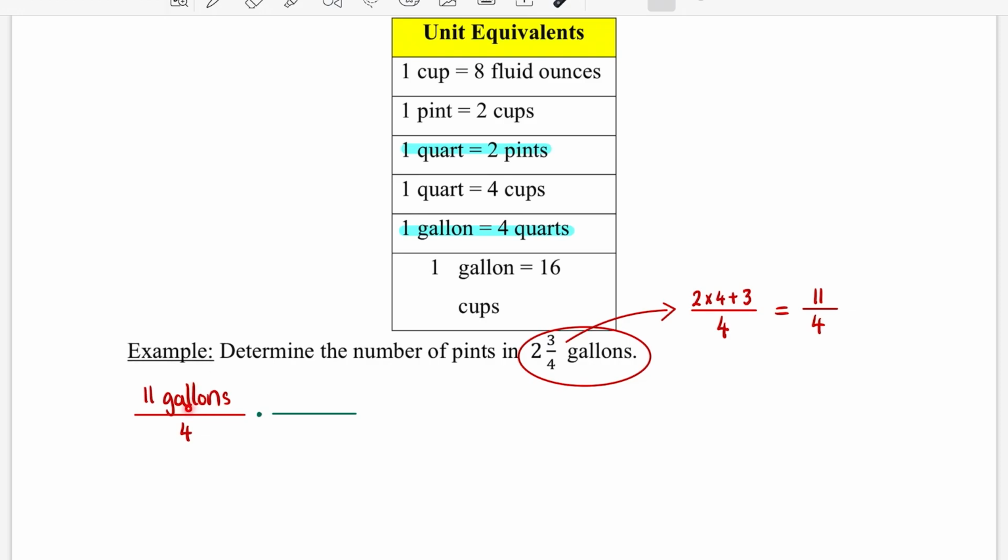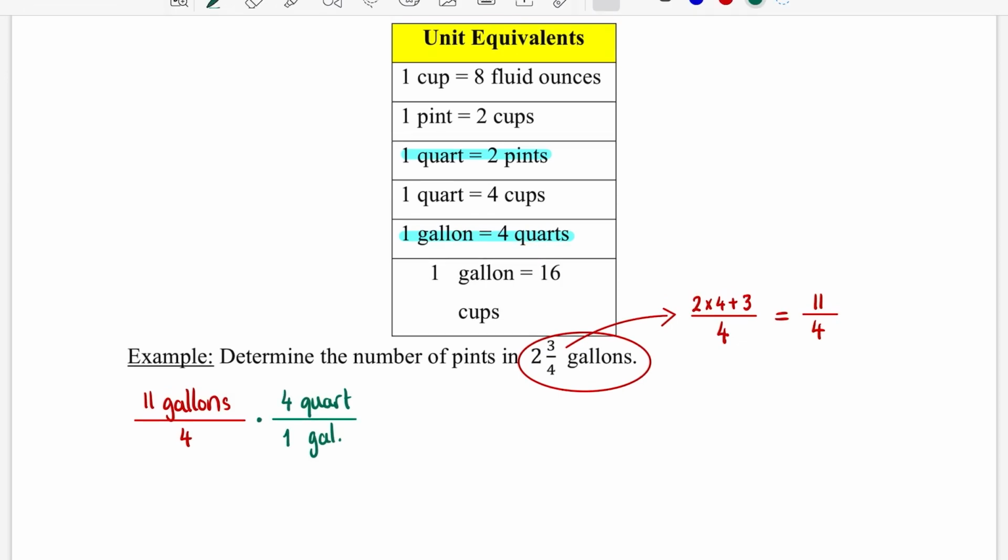So gallon here is in the numerator. To cancel that out, gallon must be in the denominator here. And I want quart, so quart should be in the numerator. And I want this green fraction to be 1. That means the amount in the numerator should be equivalent to the amount in the denominator. So from here, I have 1 gallon equals 4 quarts. Since 1 gallon is equivalent to 4 quarts, when you take 4 quarts divided by 1 gallon, this is equivalent to 1. And from here, gallon is canceling each other out.